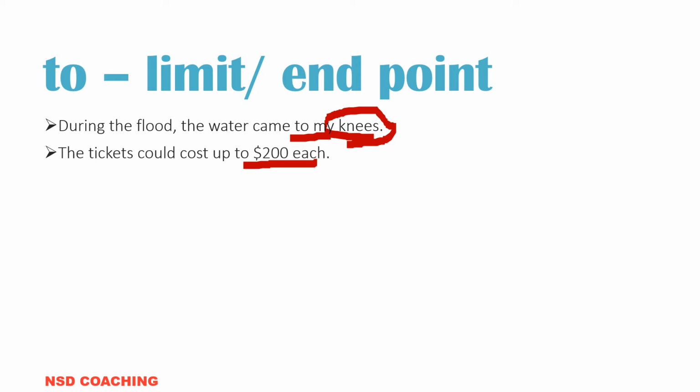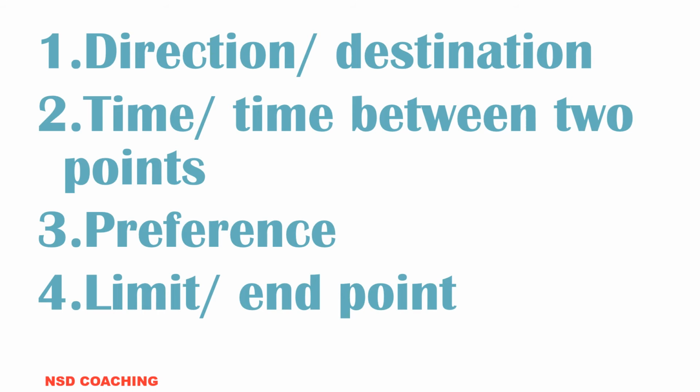Now let's see whose answers are right. The first situation where we use "to" is a direction or the destination, right? Where we need to give out the destination of the direction. Next you have time between 2 points. Next is your preference. What is your preference between 2 things? And then the last is your limit, the end point. In those situations you use "to".